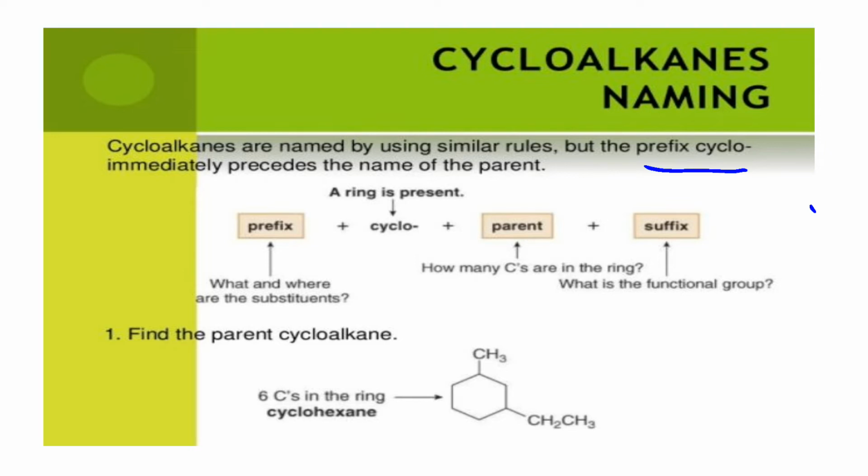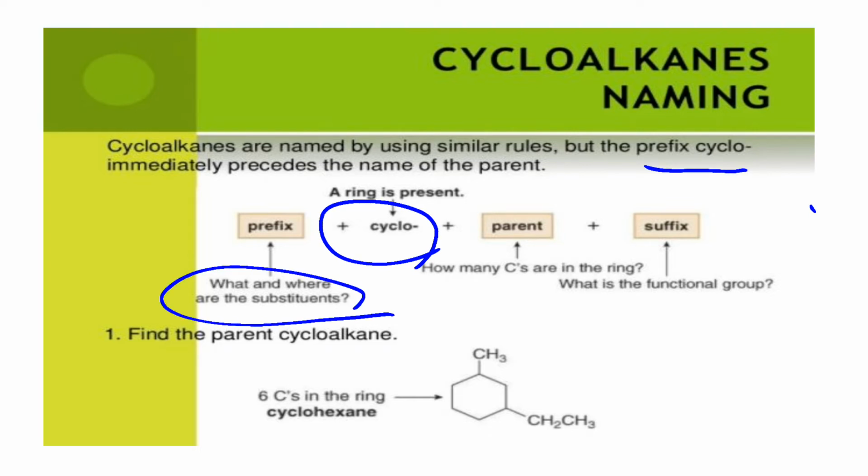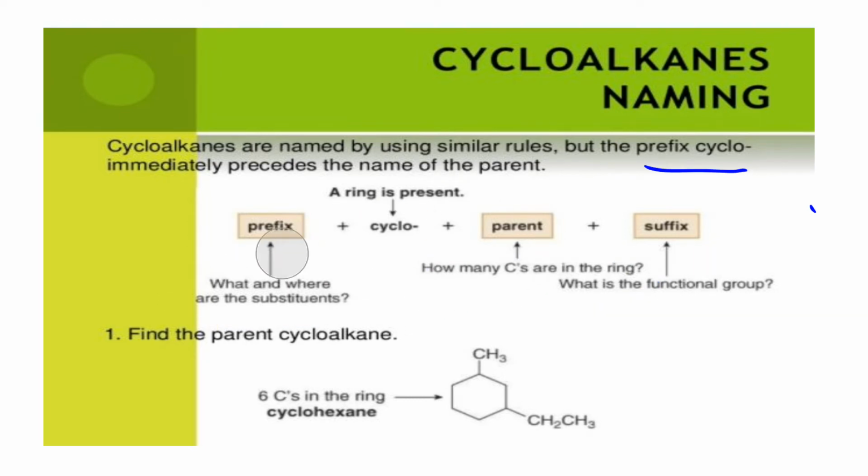When a ring is present, the cyclo prefix is used. This is prefix plus cyclo plus parent plus suffix. The prefix indicates what and where the substituents are. Cyclo indicates that a ring is present. The parent compound tells how many carbons are in the ring. The suffix indicates the functional group. First rule is to find the parent cycloalkane.